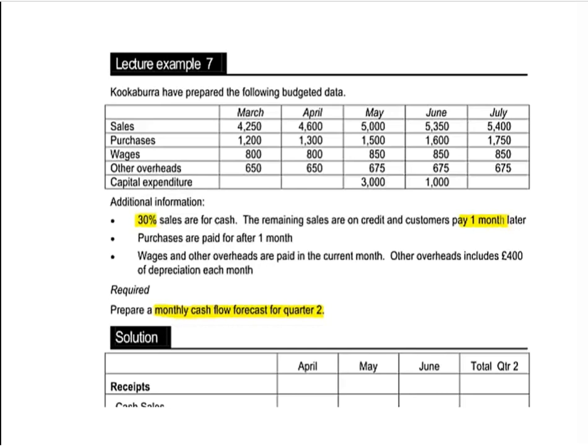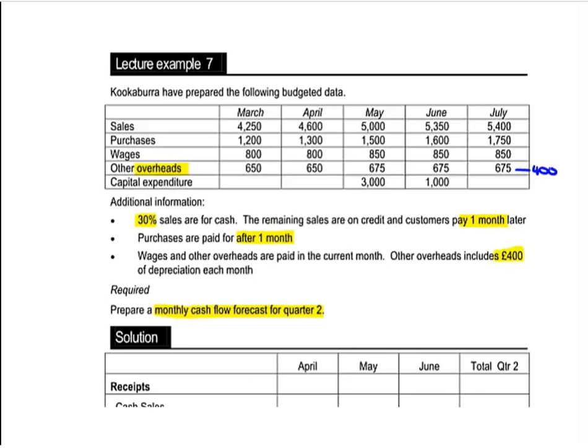Purchases are a little bit more straightforward. There's just a timing difference. They're paid for 1 month later. So the purchases that we make in March, we will be paying for in April. Wages and other overheads are paid in the current month, but included in this overheads figure is $400 for depreciation. So we need to strip out the depreciation because that's not going to be included in a cash forecast.